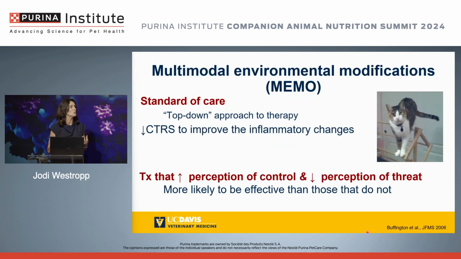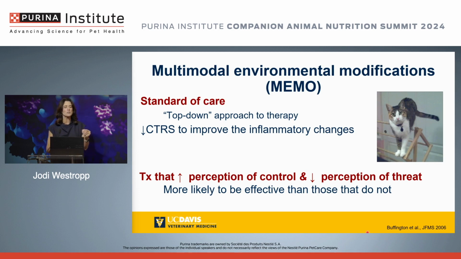And this brings me to multimodal environmental modification, or MEMO therapy. For me, at least, and I think a lot of people, this is considered the standard of care at this point as a starting point for cats with FIC. As you can imagine, this is a top-down approach to therapy. We're not bladder-centric here, we're brain-centric, if you will. What we're trying to do is shut down and decrease the central threat response system to decrease the inflammatory changes.